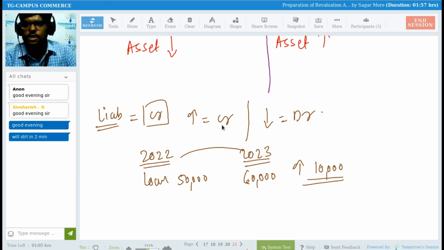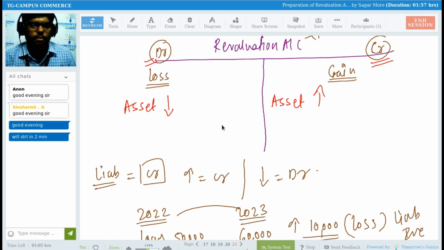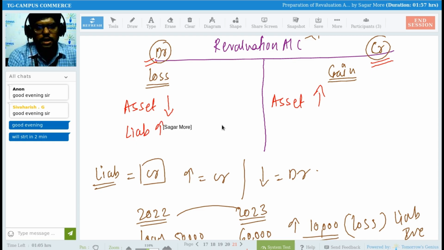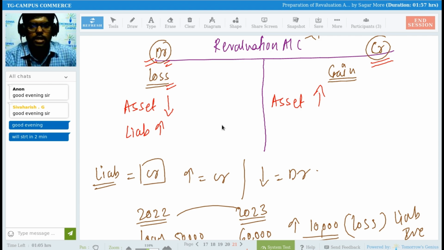If liability increases, it's a loss. So where do I need to record it in the revaluation account, debit side or credit side? Debit. Yes, it is exactly opposite. If liability increases, it's a loss, and that's why we record it on the debit side, right? But if liability decreases, it's a gain.